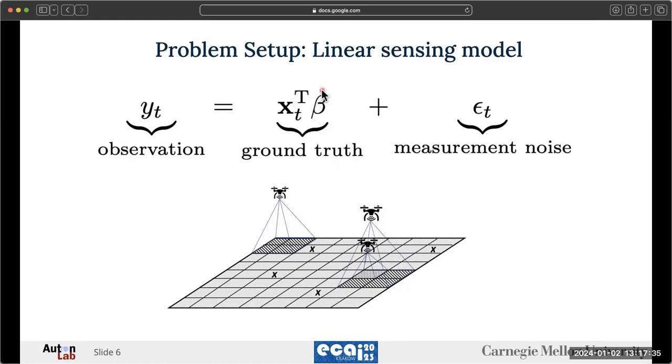Beta represents the flat vector form of the search grid. Xt is the sensing action at time t. So in this figure here, for the particular robot, its sensing action will be denoted by a vector of zeros and ones, with ones in these highlighted grid cells and zeros everywhere else. After executing this sensing action, the agent gets an observation yt that includes the measurement noise on account of the noisy sensors.